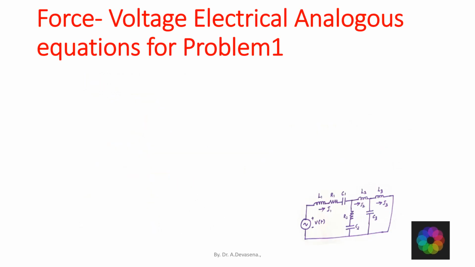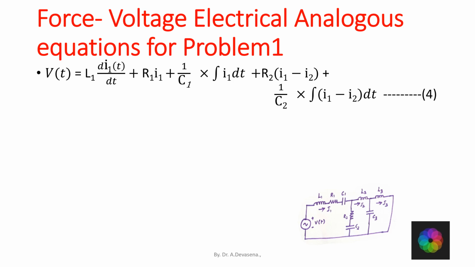Force voltage electrical analogous equations for the problem 1. For the force balance equation for equation 1, the force voltage electrical analogous equation is represented here. V of t is equal to L1 di1 of t by dt. Here the mass M1 is analogous to the inductance L1, plus R1 I1 plus 1 by C1 into integral of I1 dt plus R2 into I1 minus I2 plus 1 by C2 into integral of I1 minus I2 dt. This is the force voltage analogous equation for the corresponding force balance equation of equation 1.